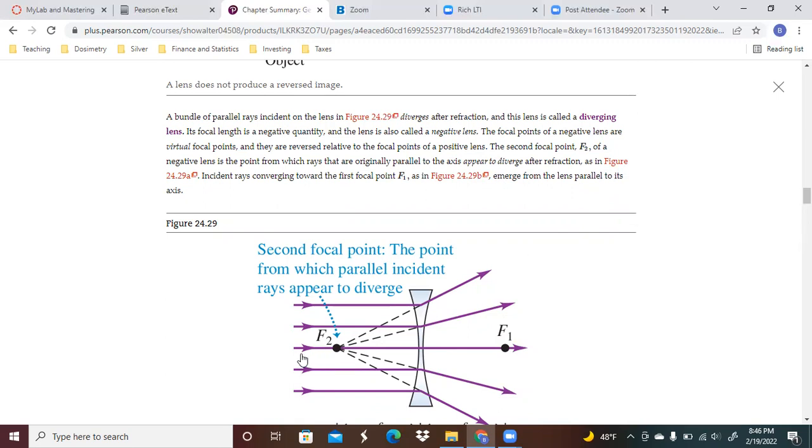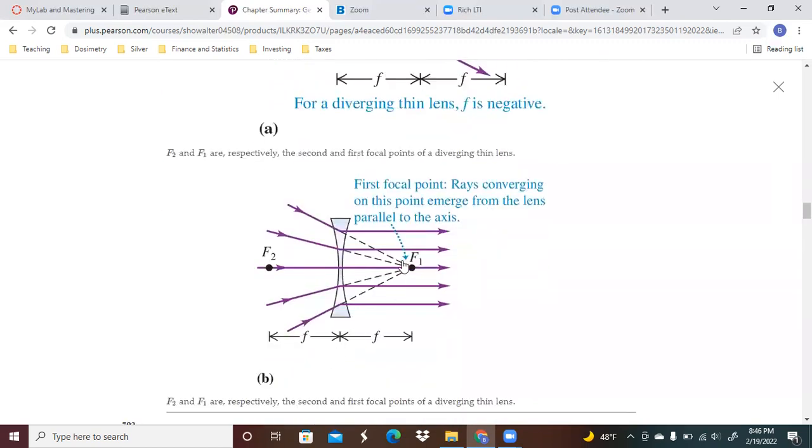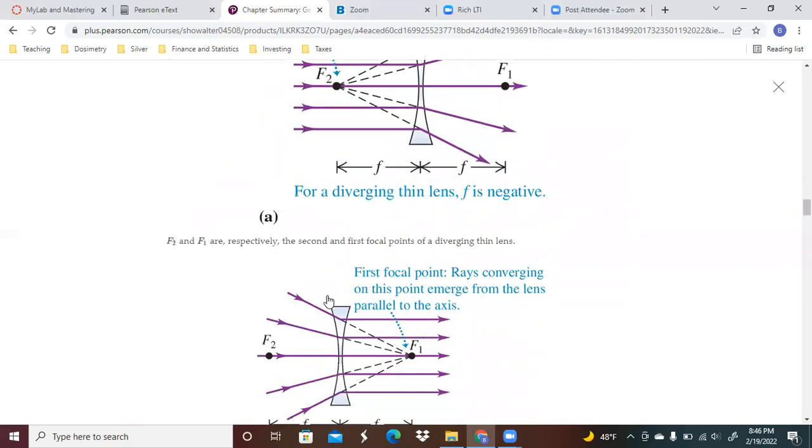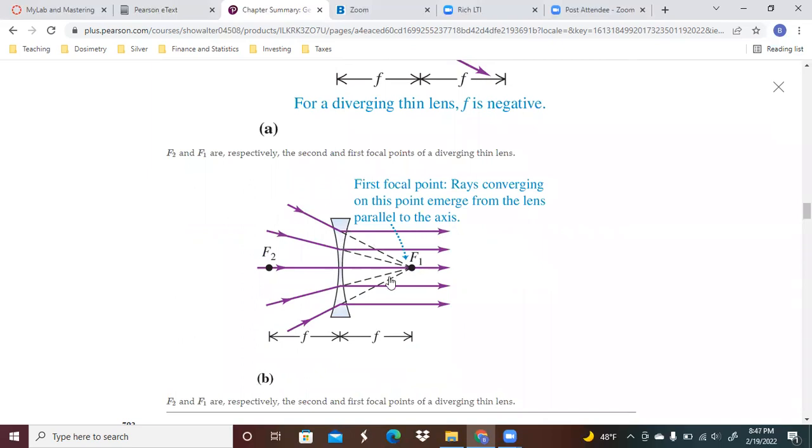The second focal point, F2, of a negative lens is the point from which rays that are originally parallel to the axis appear to diverge after refraction. So incident rays converging towards the first focal point emerge from the lens parallel to its axis. So that's what this is trying to reflect. If you had rays coming in that are not parallel to the diverging lens, then they become parallel. And it looks like these are trying to converge at this particular focal point.